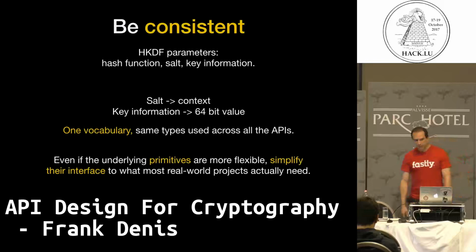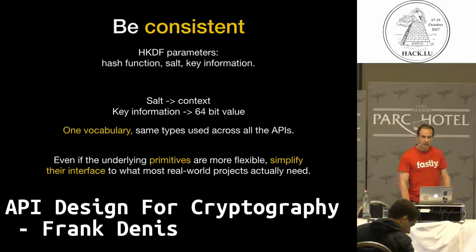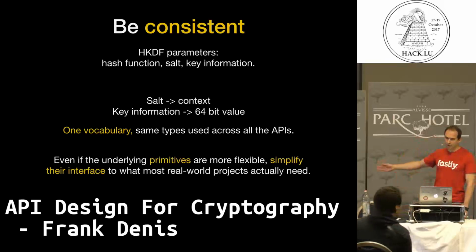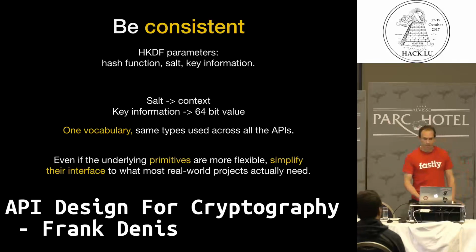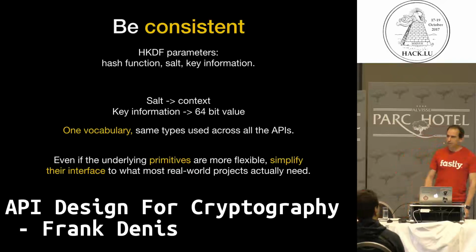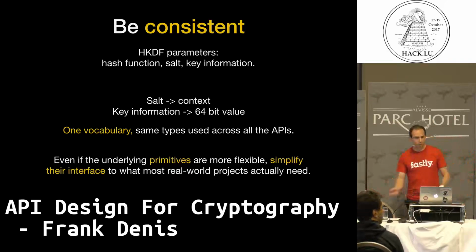Consistency is very important. One more time. For example, there is a construction called HKDF, which is used to derive a bunch of keys based on a master key. And if you read the RFC for HKDF, you're going to read about things such as a salt and key information. Well, in practice, a salt is just a context, as we described before. And key information can be pretty much anything. It's a vector of bytes. But if you look at actual applications, people just use numbers. Key number 1, key number 2, key number 3.